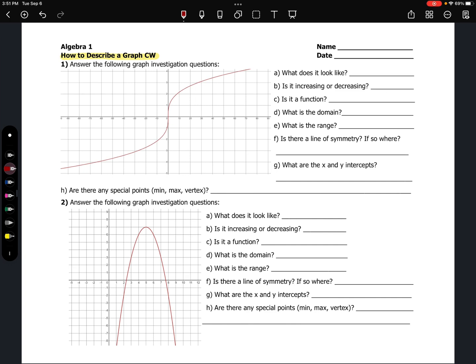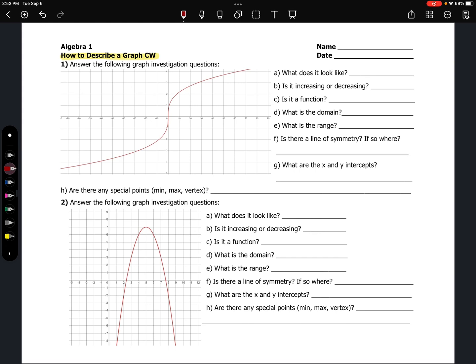Let's look at the first one. It says, answer the following investigation questions. Okay, so we've got this graph, and they want to know, what does it look like? Is it increasing or decreasing? Is it a function? What is the domain? What is the range? Is there a line of symmetry? What are the x and y intercepts? And are there any special points? Okay, so get used to those questions because you're going to get asked those a lot, and you're going to have to analyze a lot of graphs and give feedback about them.